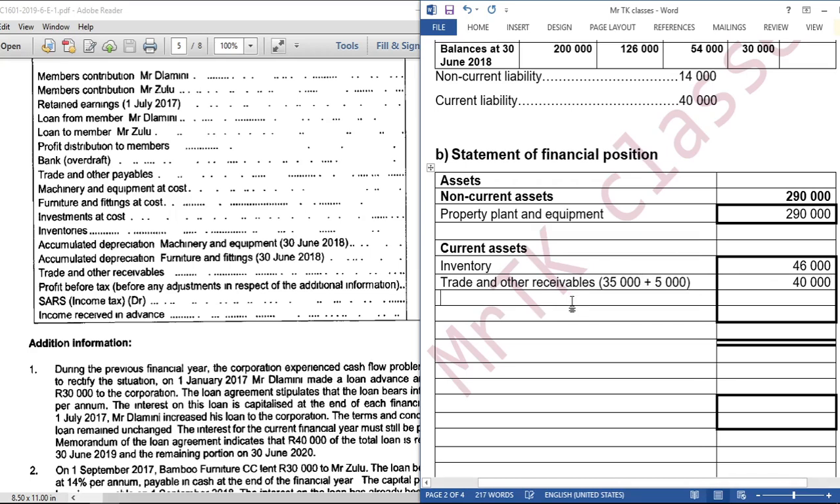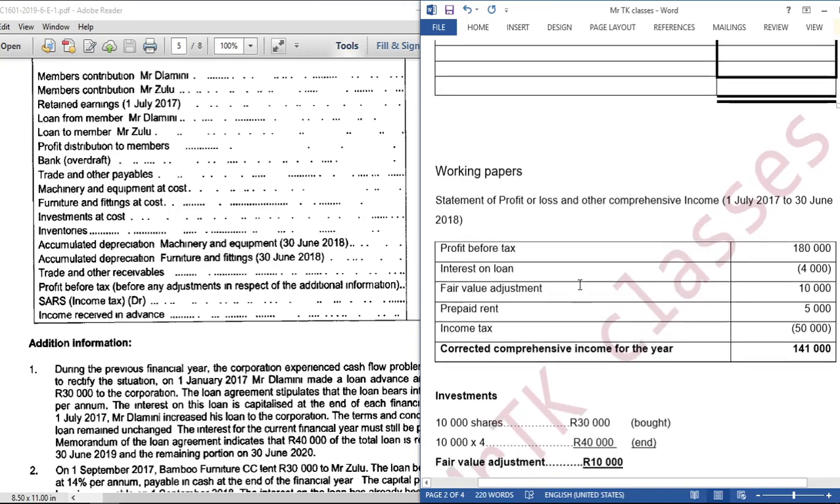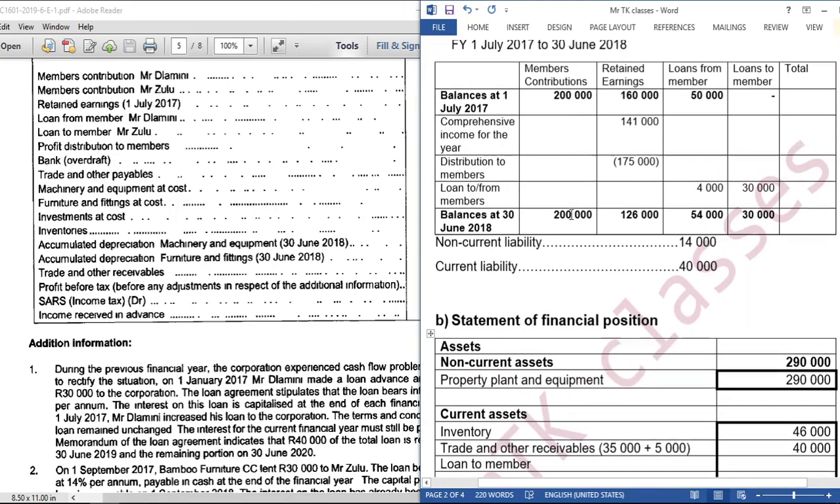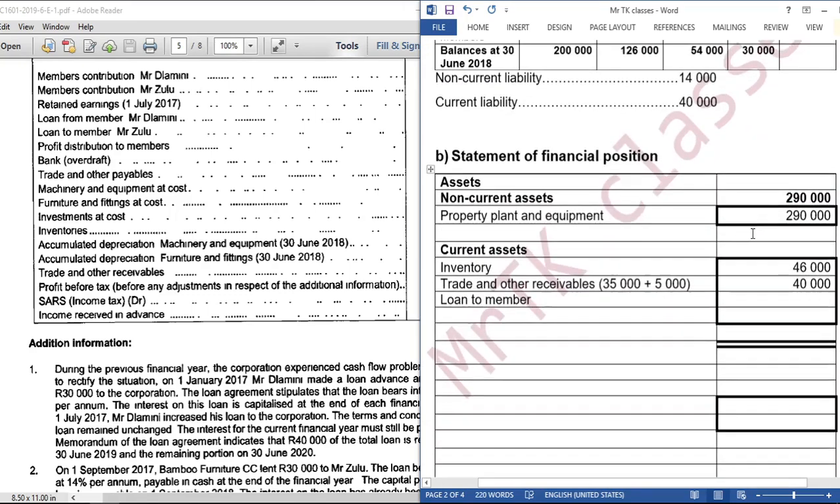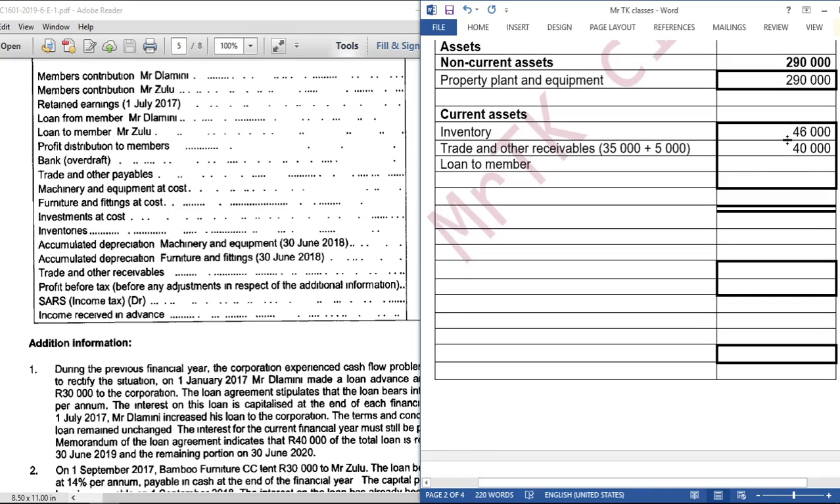Then we also put our loan to member. Remember we did, let us see if we adjusted that amount. Loan to member 30,000, we didn't adjust it. So we are simply going to write our 30,000 here. Then investments.